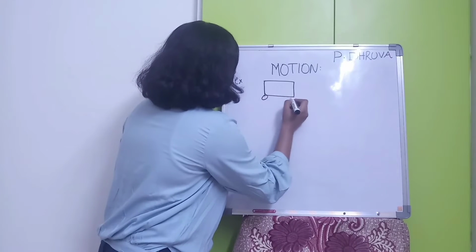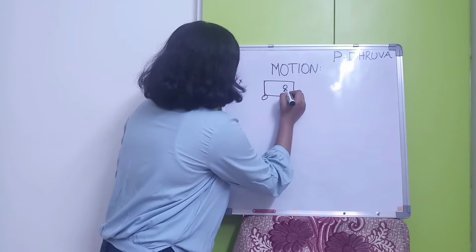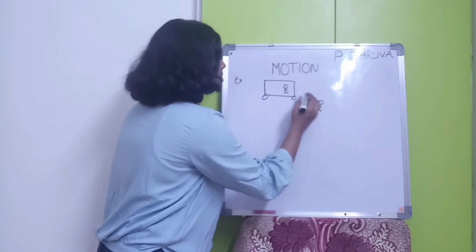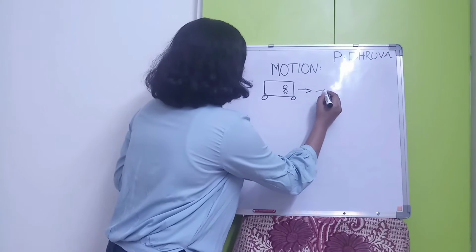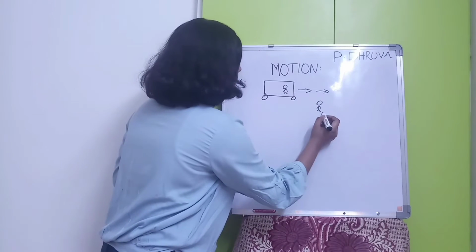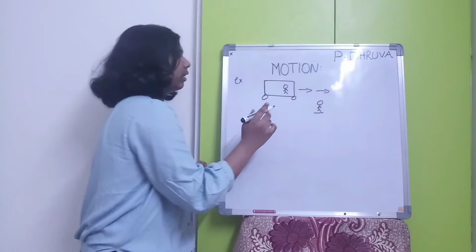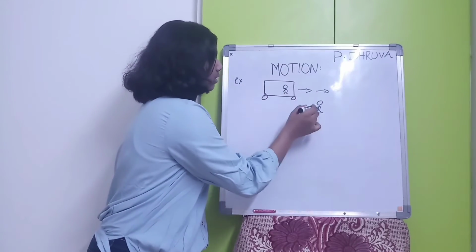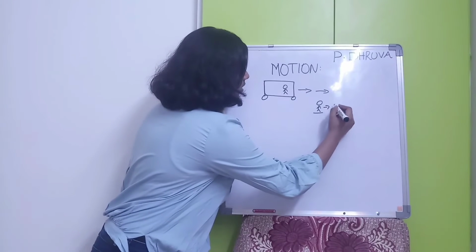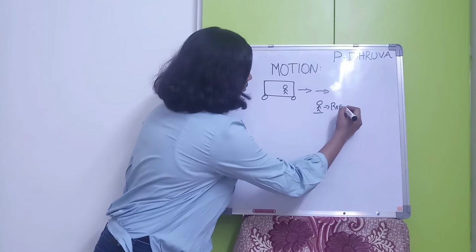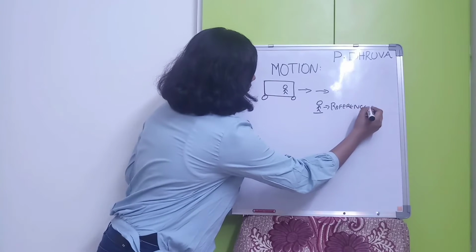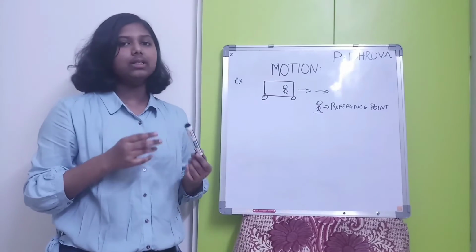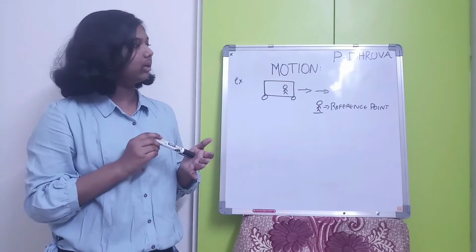This is a bus and there is a person inside and there is also another person on the road. When this person sees this bus which is moving in this direction, he can see this bus moving. Even if he is not moving, he can see this bus as moving. So we can say that the bus is in motion with respect to this person. So this person is the reference point here. We always take ourselves as the reference point by default.